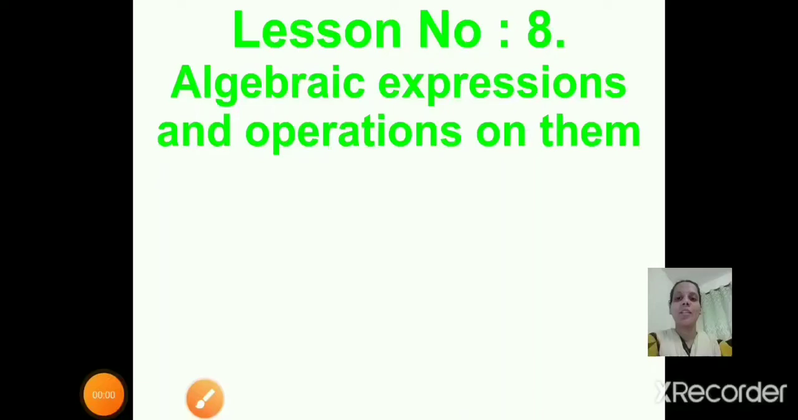Students, in the previous session we completed practice set 34. In that we studied subtraction of algebraic expressions, and before that we completed addition of algebraic expressions. Now today we will start with multiplication of algebraic expressions. First I will explain a few examples, then we will start with practice set 35.